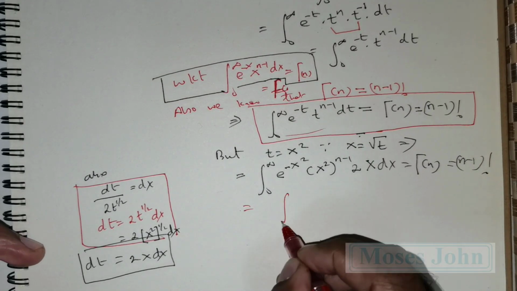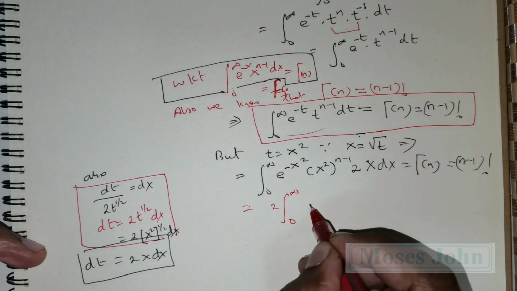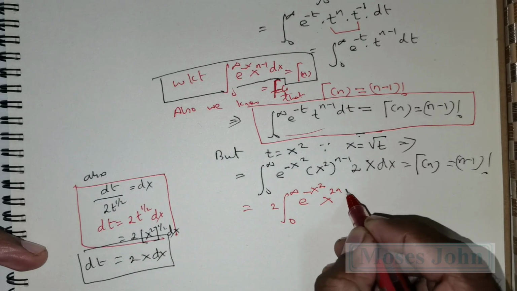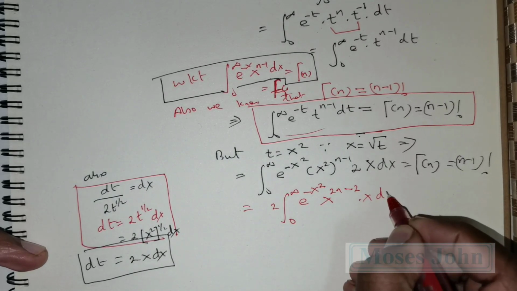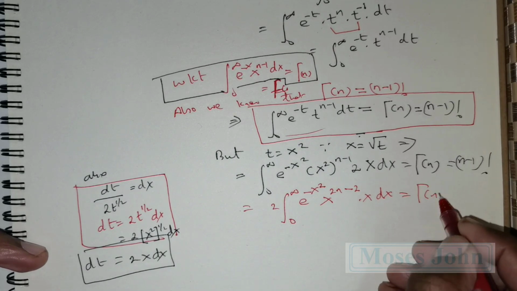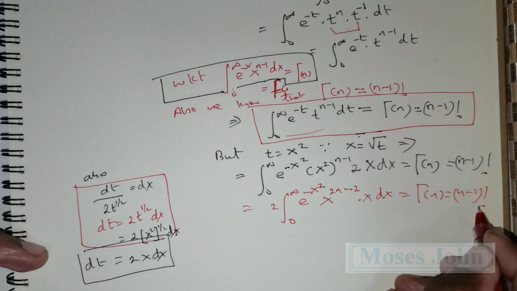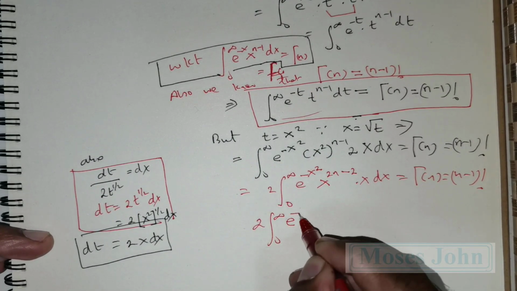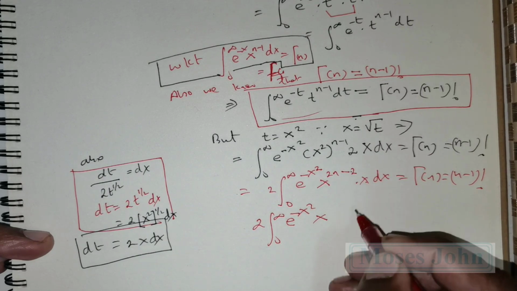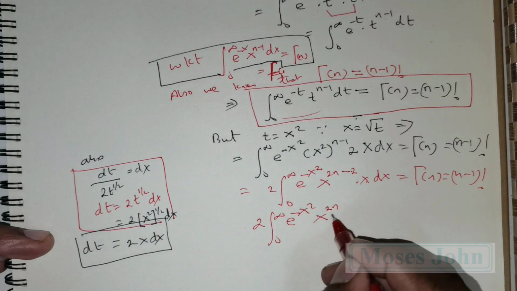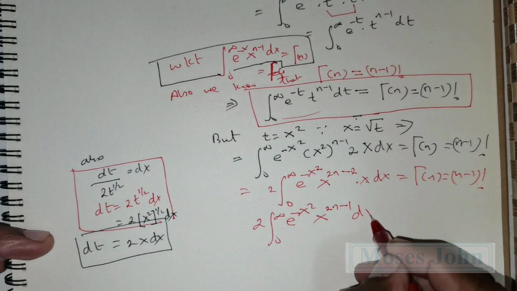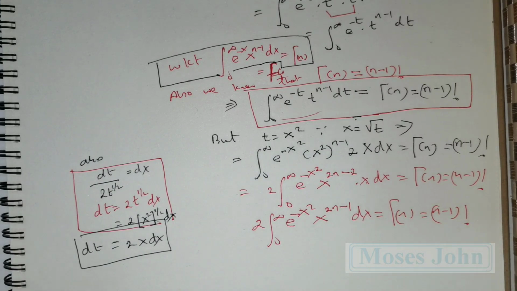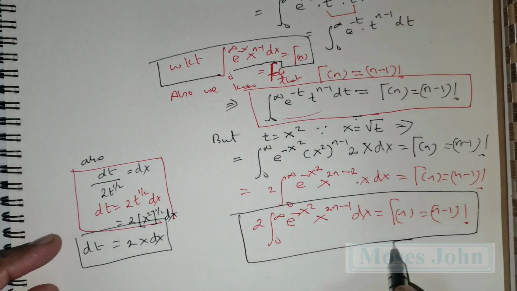You can rewrite this as 2 times the integral from 0 to infinity of e raised to the power negative x squared times x to the power 2n minus 2 times x times dx, which is equal to gamma of n, which is equal to n minus 1 factorial. So this is nothing but 2 times the integral from 0 to infinity of e raised to the power negative x squared, and the x and the minus 2 can be simplified, giving me x raised to the power 2n minus 1 times dx, which is equal to gamma of n, which is equal to n minus 1 factorial. So this is the final answer.